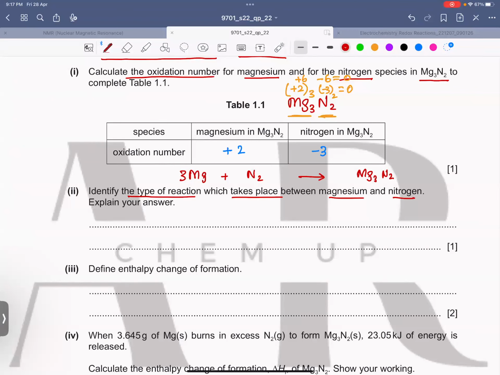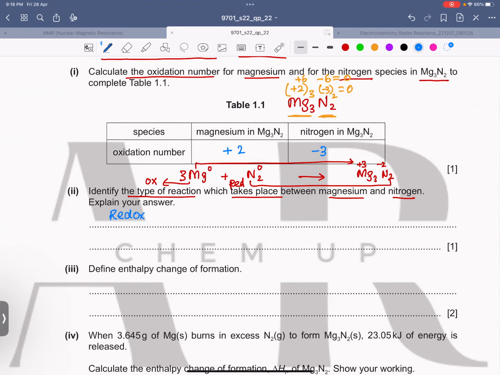Redox. Very good. Because see, there is a 0 oxidation number on magnesium because it's an element right now. In the same way, nitrogen's oxidation number is 0 as well. And we have identified that here the magnesium is +2 and nitrogen is -3. So magnesium's oxidation number is increased, so it means it is oxidized, and nitrogen's oxidation number is decreased, so it means it is reduced.